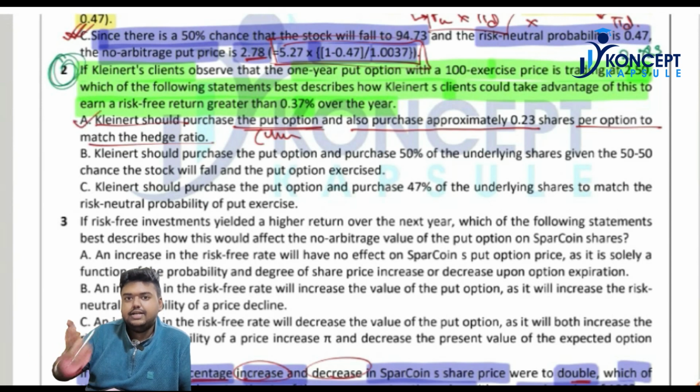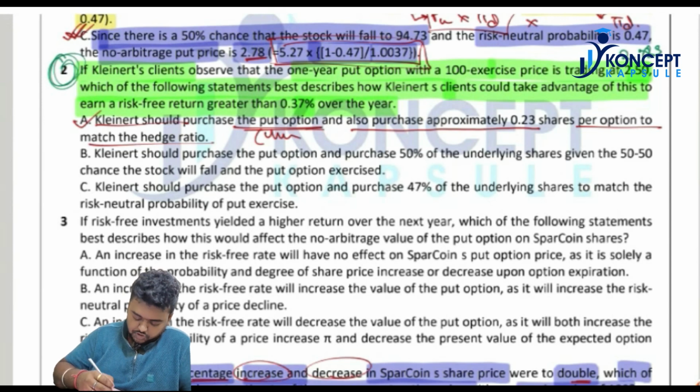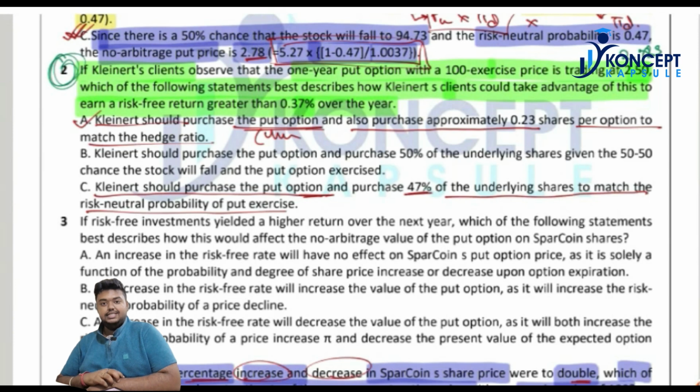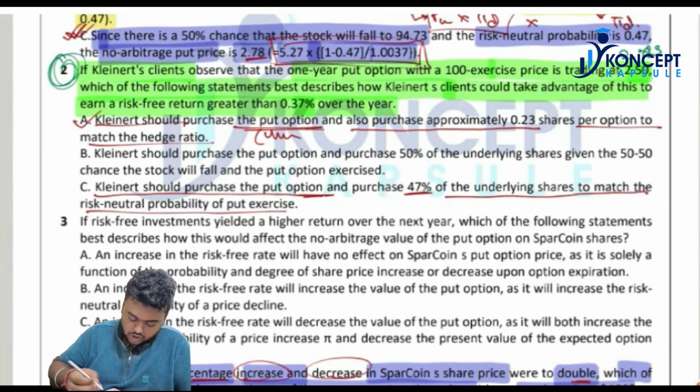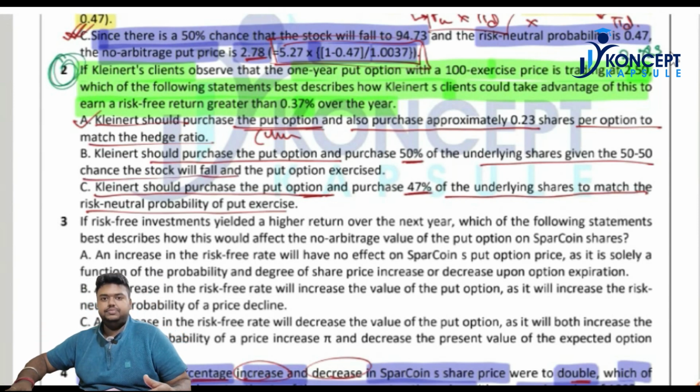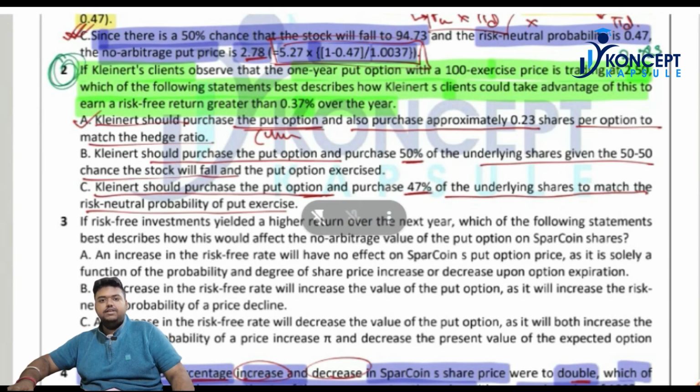Okay, but now let us see why the other two options are wrong. Let us first see option C. Kleinert should purchase the put option. Yes, it is correct. And purchase 47% of the underlying shares to match the risk neutrality. We know in case of hedge ratios, there is no concept of risk neutrality as such. Hedge ratio is totally based on the fact that I need to offset my risky position. Let us see option B. Kleinert should purchase the put option and purchase 50% of the underlying given the 50-50% chance. Again, rubbish. So option A is correct.